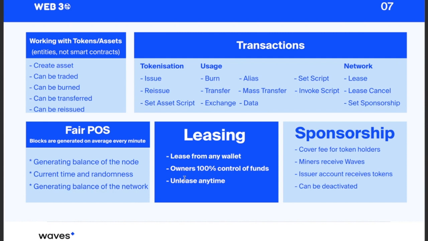Okay. Also, there are different kinds of transactions. The tokenization category covers the issue transaction, reissue, and set asset script. On usage, you have burn, which is a kind of transaction, transfer, and exchange transaction, which has to do with buying and selling on the Waves exchange, alias transaction, mass transfer, data transaction, set script, and invoke script. Also, we have the lease transaction, lease cancel, and set sponsorship. All right. Currently, there are 16 transactions on the Waves blockchain. Also, the Fair PoS.